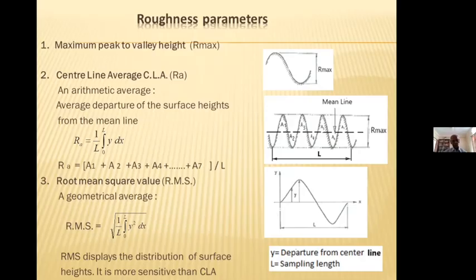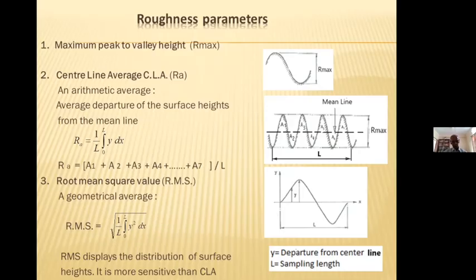So this is an arithmetic average, but again, this is not a complete description of the surface because it doesn't take care of the frequency variation. You can have many surfaces with the same CLA, but with a different frequency variation.